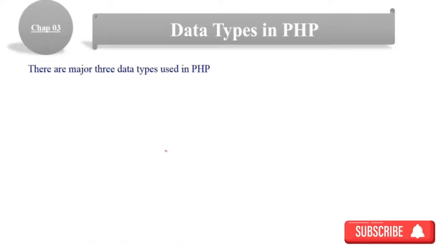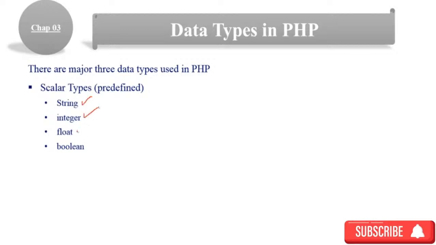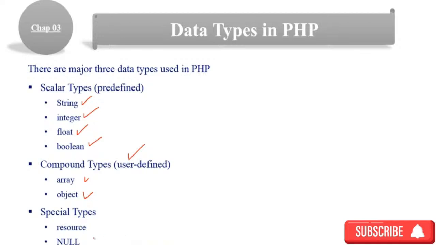For example, there are 3 major data types used in the PHP programming language. One of them is scalar types, that is predefined. In scalar types, you will learn about string, integer, float, and boolean with examples. Another is compound types, this is user defined. Array and object, these two will be discussed. Another is special types, the 2 types in special type, resource and null data type. So these topics will be discussed in this chapter number 3. Don't miss any lecture because you will learn many things from chapter number 3 of the PHP course.